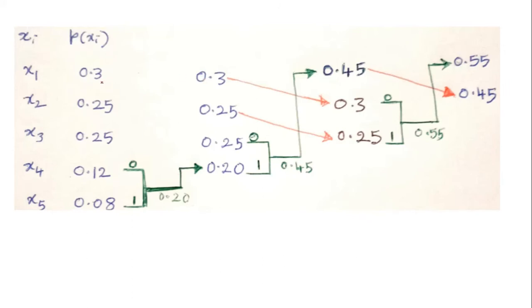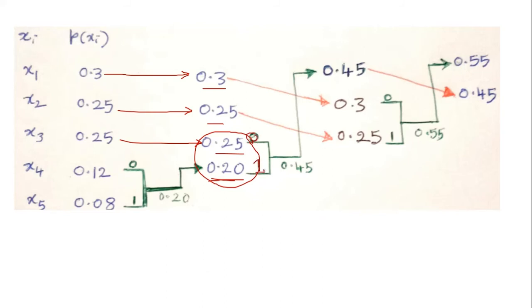Now we write the new list. This is the new list: 0.3, 0.25, 0.25, 0.20. From the previous list 0.3 will remain as it is, 0.25 will remain as it is, 0.25 will remain as it is, and 0.2. Again we will combine the two symbols having the lowest probability. So we will assign again 0 to the upper branch, 1 to the lower branch.